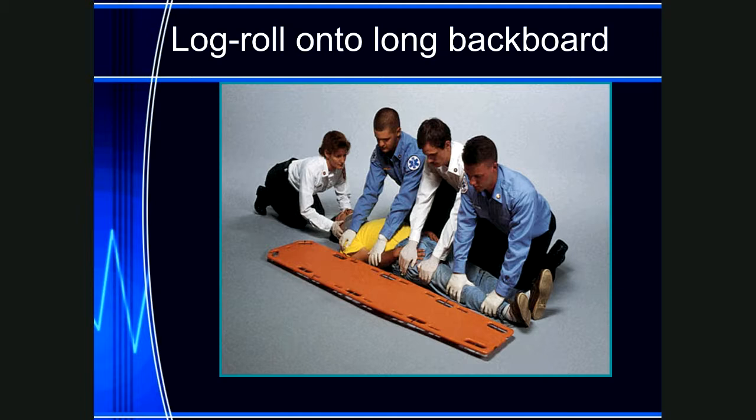So we place the backboard next to the patient, then we log roll the patient back up onto our thigh area and pull the backboard underneath the patient, then log roll the patient back on the backboard, secure the patient to the backboard with straps, secure them to the stretcher. And this entire time, you want to keep your back straight, lean from the hips, use your shoulder muscles to help with the roll.